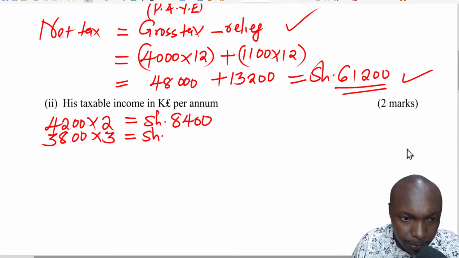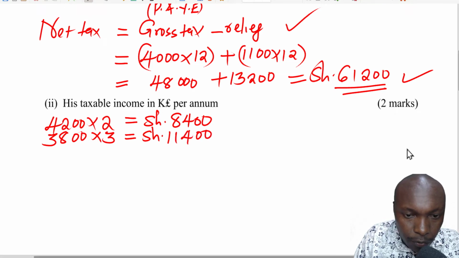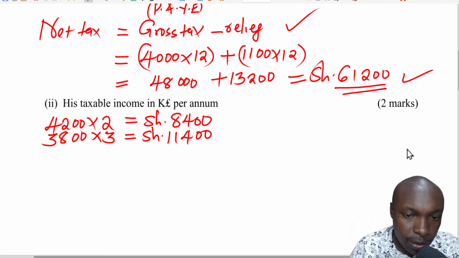this is what you get. That 3,800 multiplied by 3, you get 11,400. So when you add 8,400 plus 11,400, we are still very far from arriving at 61,200. So we still need to proceed.